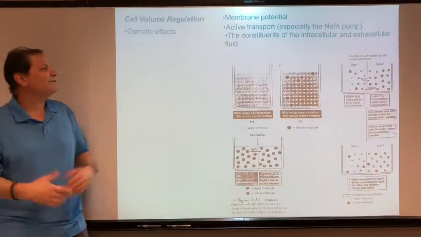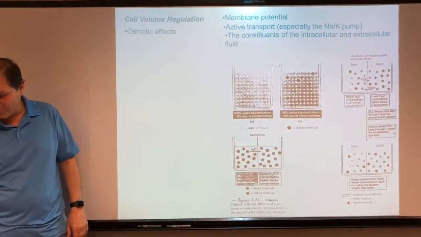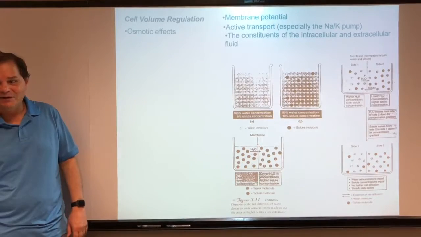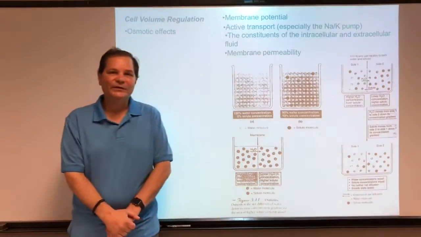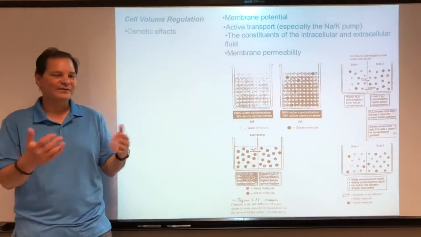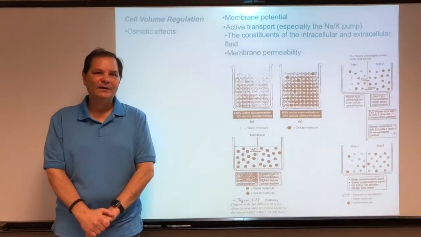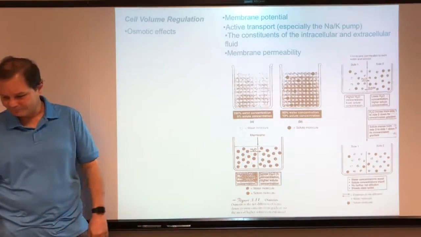The constituents of the intracellular and extracellular solution, I think that's obvious, particularly if you're changing the osmolarity, you're going to have an effect on cell volume. And of course, the membrane permeability is going to have an effect. If you make a membrane more permeant to a substance and that substance moves across the membrane, you can change the osmolarity and you can alter the cell volume. Okay?